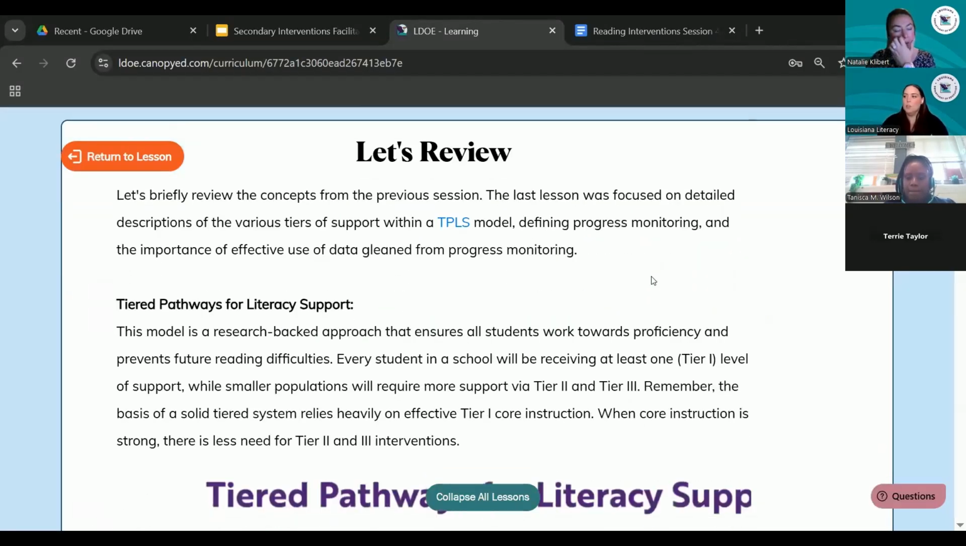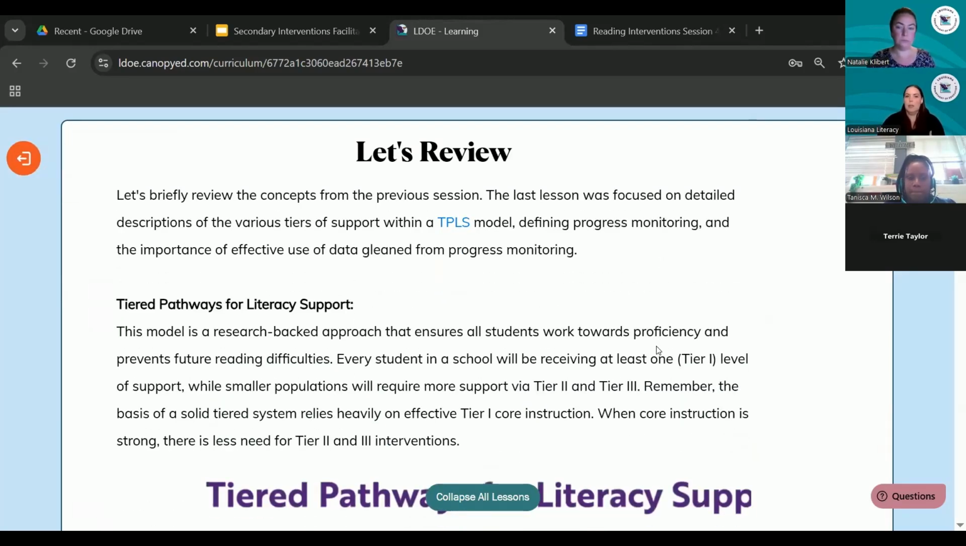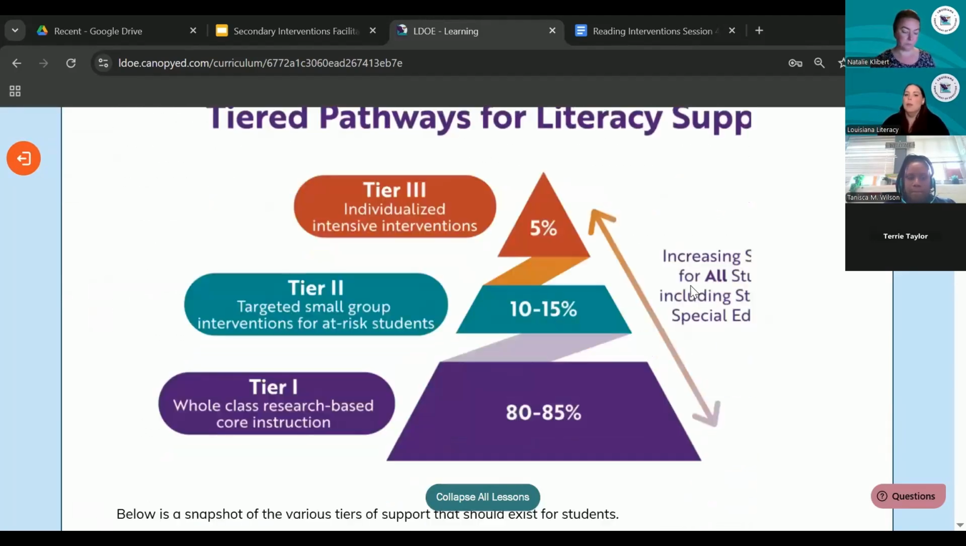I wanted to do the questions first before I just kind of spoke at you guys, but you guys really covered most of what's in here. We talked about that TPLS model and those tiers. And we just hit the nail on the head that 80 to 85% of our students should be meeting mastery if our tier one core instruction is strong. And that will reduce our need for that tier two targeted small group for students who are having some challenges accessing grade level content. And then you'll have an even smaller pocket of kids who are maybe having some significant foundational issues with reading that would need tier three support.